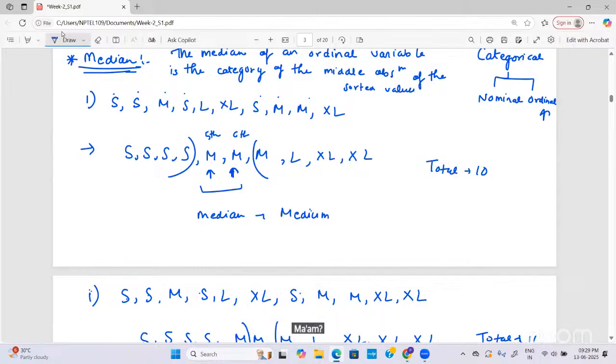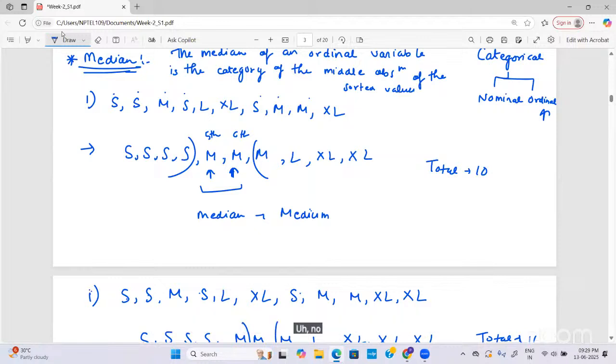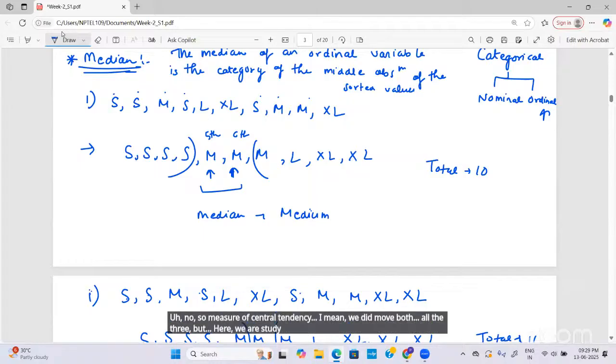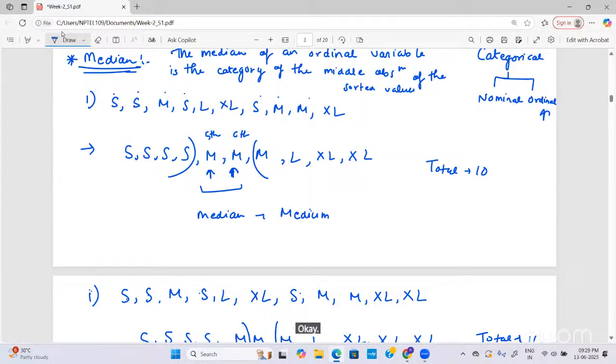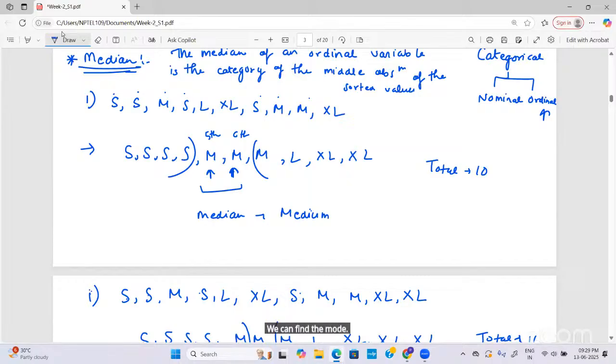Ma'am, measures of central tendency are mean, mode, and median, or just only mode and median? No, measures of central tendency are mean, median, mode, all the three, but here we are studying only the categorical variable. For categorical variable, we cannot find the mean because we do not have any numerical meaning. We can find the mode, and we can find the median, but for ordinal variable only, not for nominal.